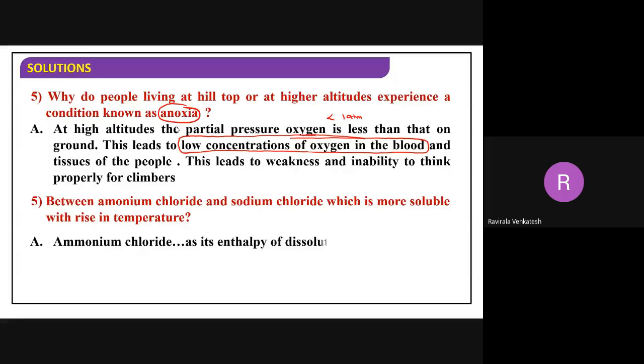Between ammonium chloride and sodium chloride, which is more soluble with rising temperature? I think yesterday only we discussed this one. Yesterday I told you about ammonium chloride dissolving in water. Which type of reaction is it, exothermic or endothermic?